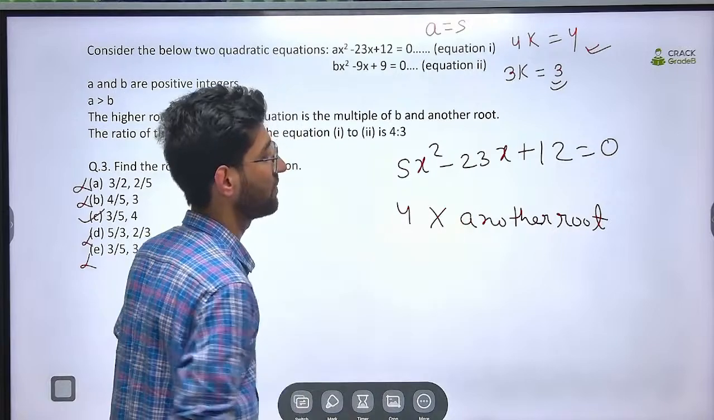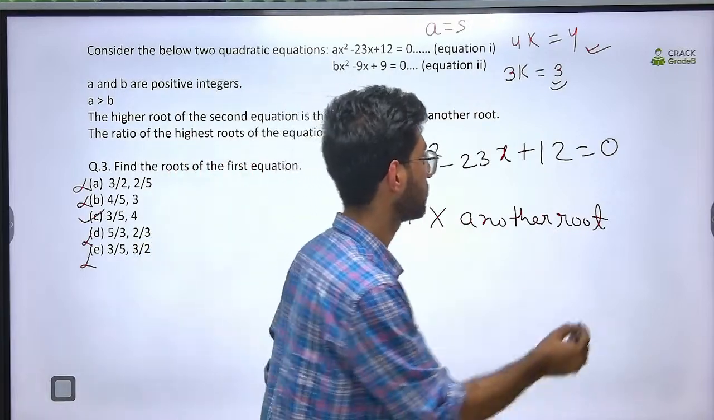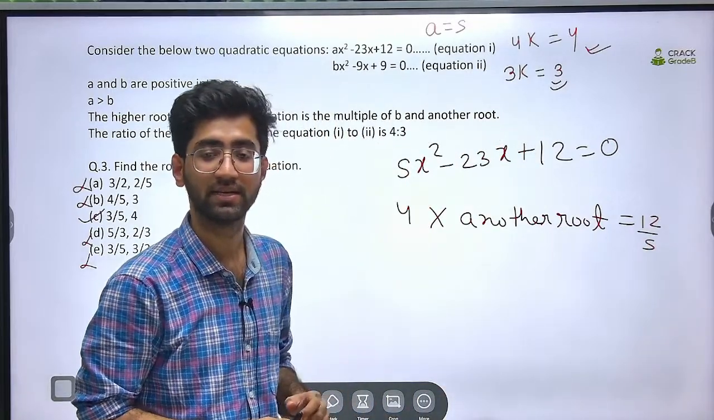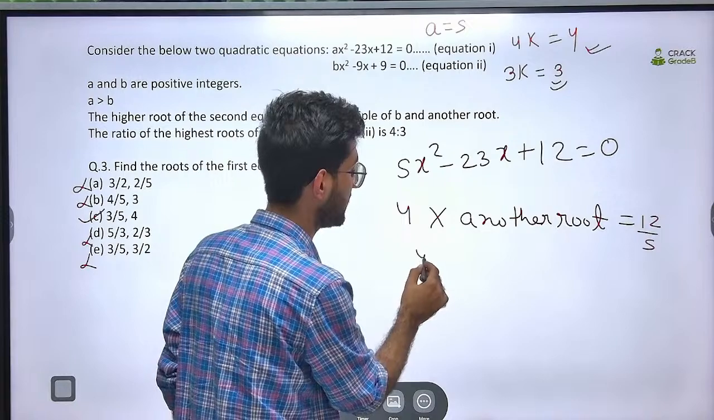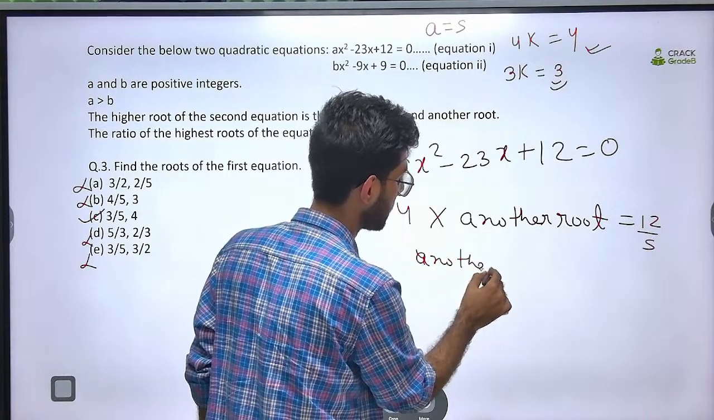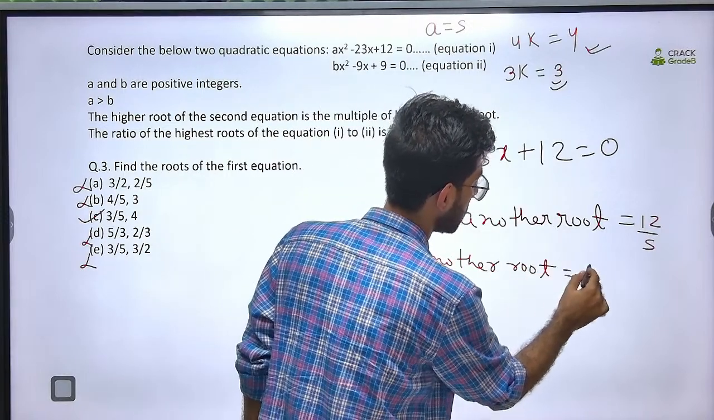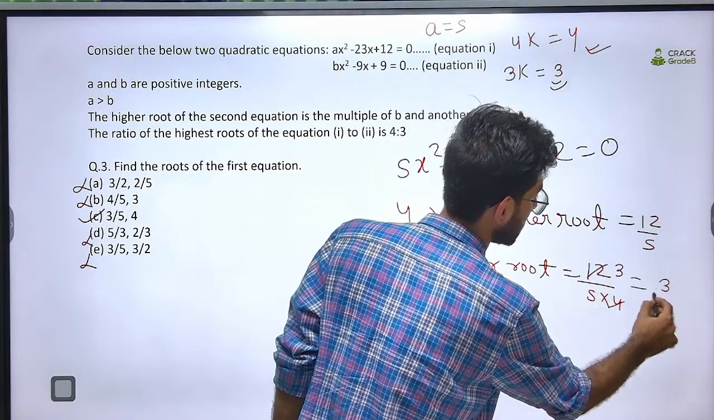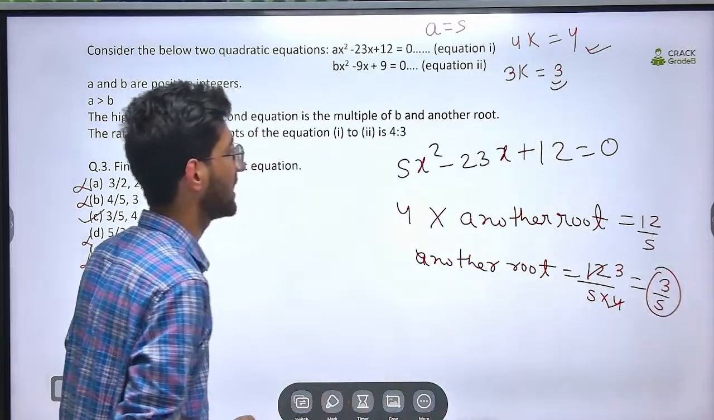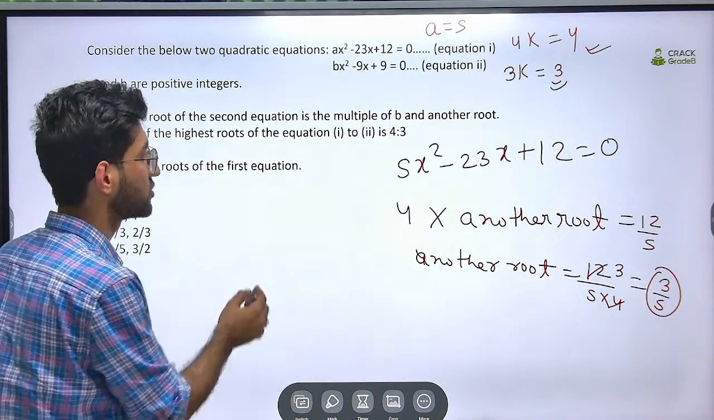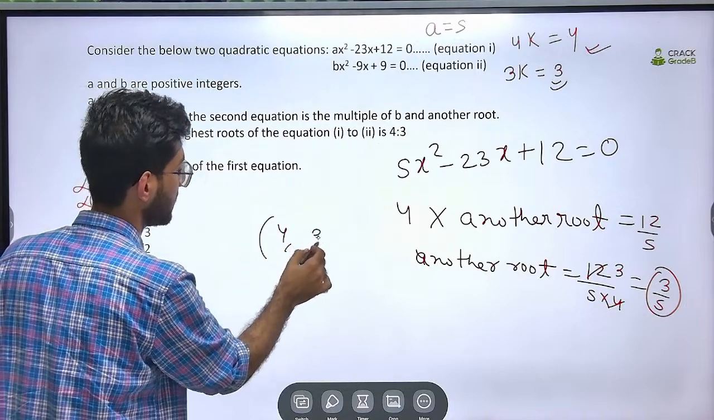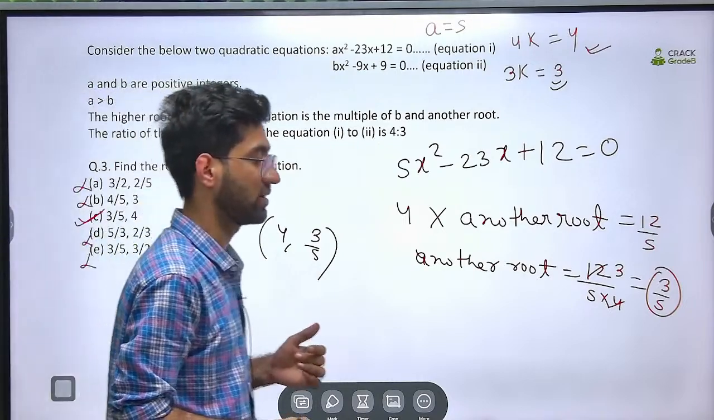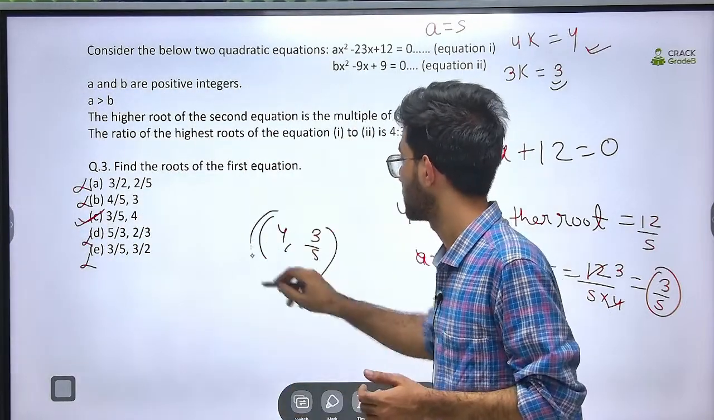So product of roots will be equal to what? Product of roots will be equal to 12 by 5, that is c upon a, right? 12 by 5. So 4 into another root, so another root is equal to 12 divided by 5 into 4. So 4 into 3, so 3 by 5. Means 3 by 5 is another root of quadratic equation 1. So basically you can say that 4 and 3 by 5 are the roots of the first quadratic equation, right? So 4 and 3 by 5.